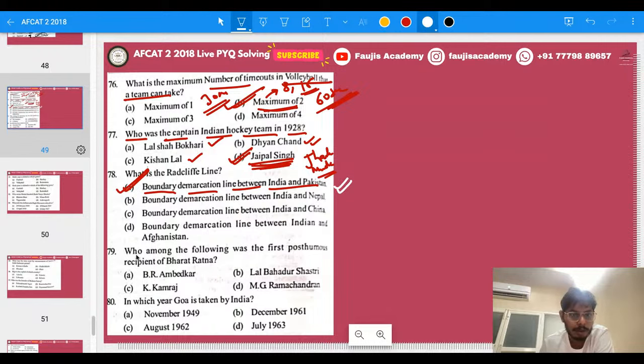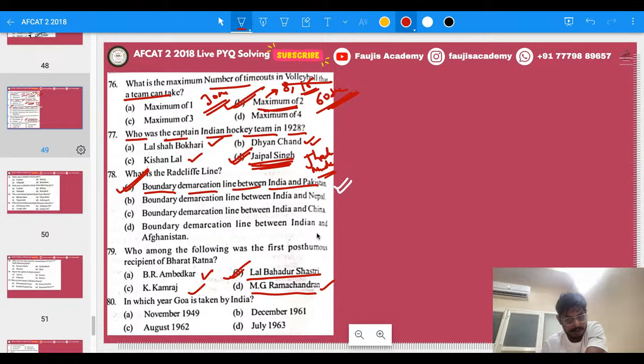Who among the following was the first posthumous recipient, meaning after death, of Bharat Ratna? Who received Bharat Ratna after his death? B.R. Ambedkar? K. Kamaraj? Kamaraj was probably given it after his death. The aspirants here might know it, but the first person to get this was Lal Bahadur Shastri.